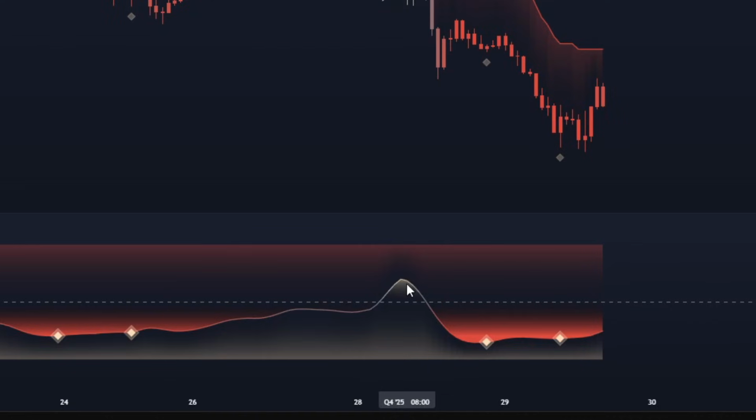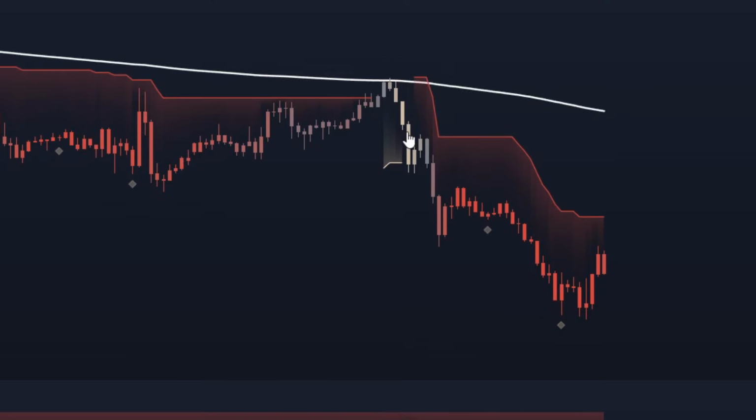On the oscillator, momentum pushes upward toward the upper region. On price, candles and the ribbon change to bullish color for a short time. Again, we don't trade yet. We wait for the pullback to fail.